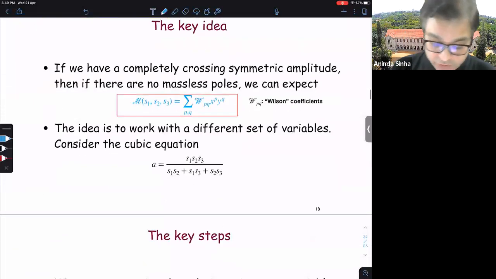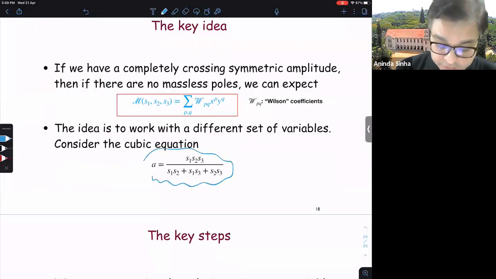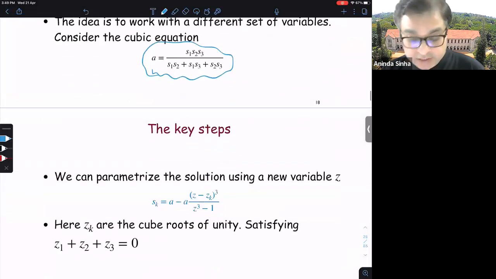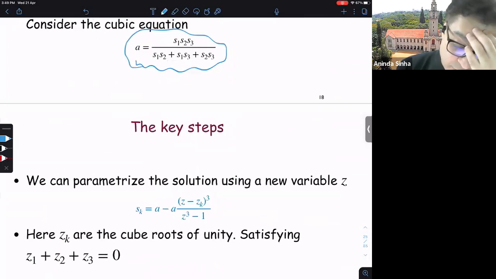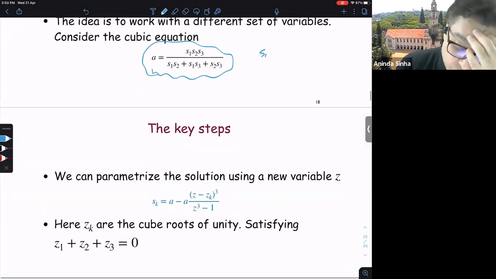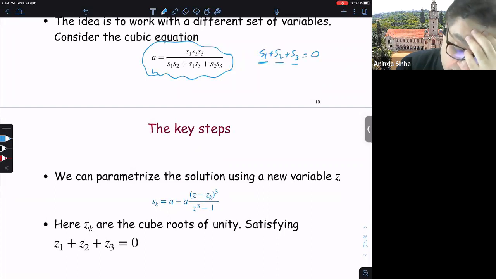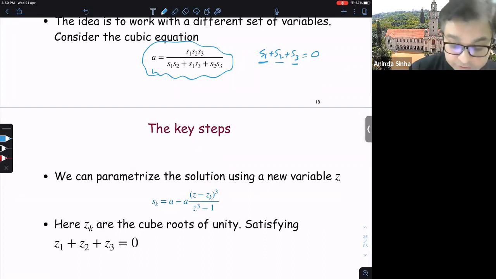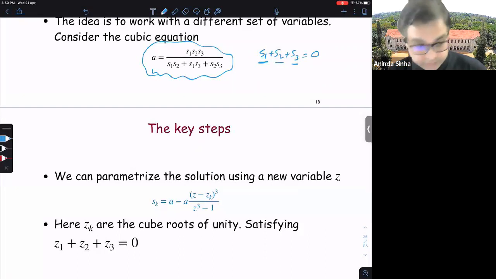Okay, so now this variable is familiar to you. It is just A is y by x. I'm giving you this parametric dispersion relation, and I'm also telling you that S1 plus S2 plus S3 is equal to 0. And I'm asking, can I find an explicit parameterization of this constraint, because this is a constraint? So how do we go about doing that?